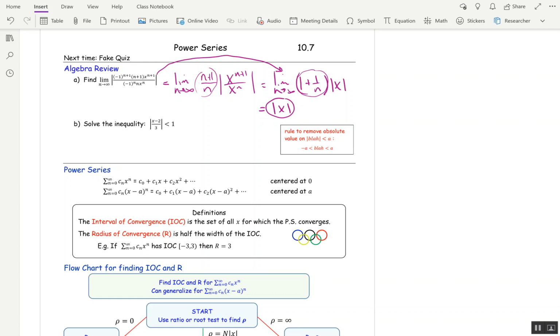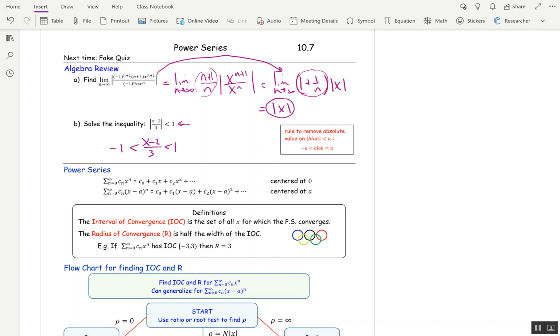Another thing we need to be able to do is remove absolute values from inequalities. And so if I wanted to solve this inequality here, I'm going to use the rule that you see over to the right. If you have the absolute value of something less than a number, then the way to remove the absolute value is to take the expression and set it less than that number and greater than or equal to the negative of that number.